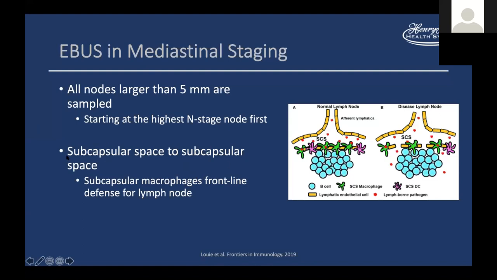The way we sample is recommended to go from subcapsular space to subcapsular space. And the reason for that is in your lymph node, this is your subcapsular space here. You have macrophages that are basically the front line of defense for your lymph node. And when you have invasion of your lymph nodes, for instance, by cancer tumor cells, they first come through the afferent lymphatic vessel, and then they will destroy your macrophages here before they invade the cell. So by spanning the entire lymph node when you're biopsying them, especially including the subcapsular space, you increase your likelihood of getting tumor cells.